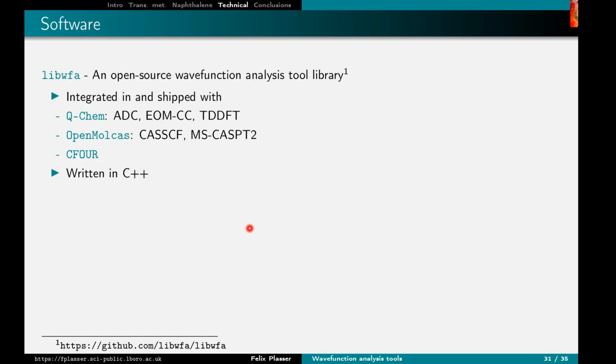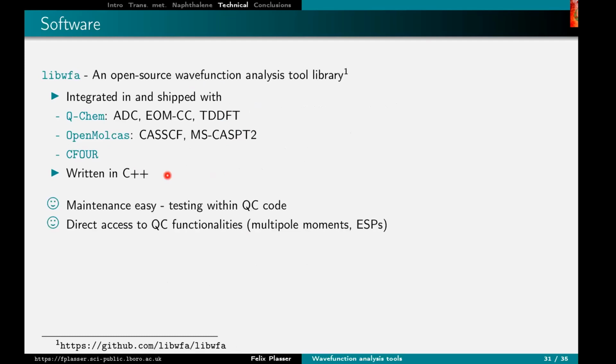Then the second thing we have is a wave function analysis library, libwfa, that's integrated and shipped with specific programs. In this case, it's with QChem, OpenMolcas, and there's also a C4 interface. So this is written in C++. The advantage of doing it in an integrated fashion is that the maintenance is easier because it is in a standard testing system of OpenMolcas and QChem, and you can also have a bit more possibility to play around because you can dig deeper into the quantum chemistry program.